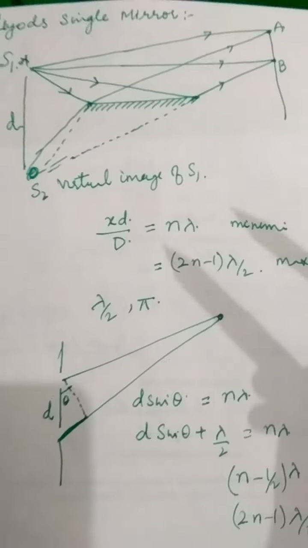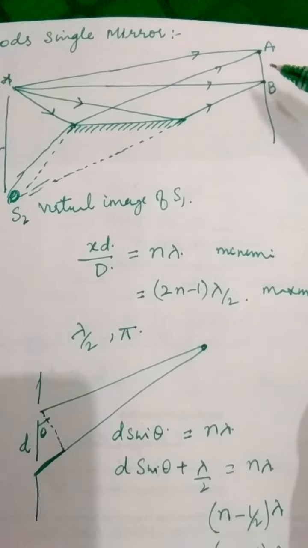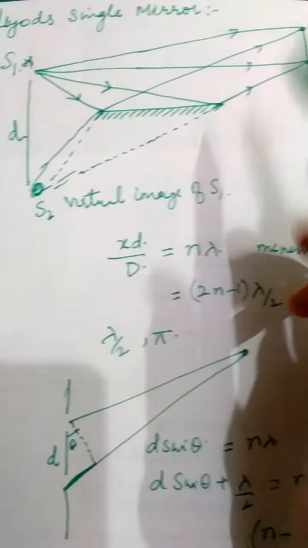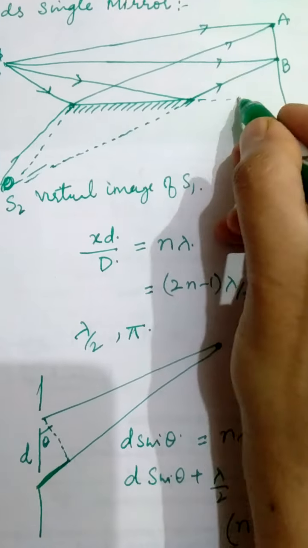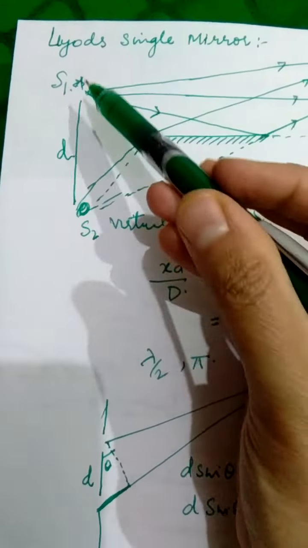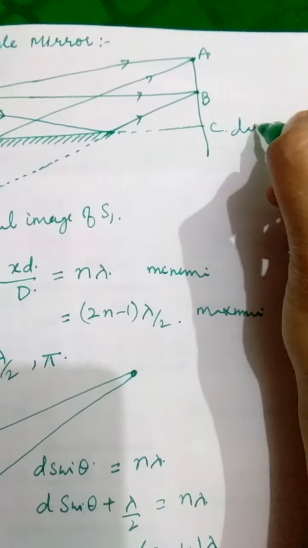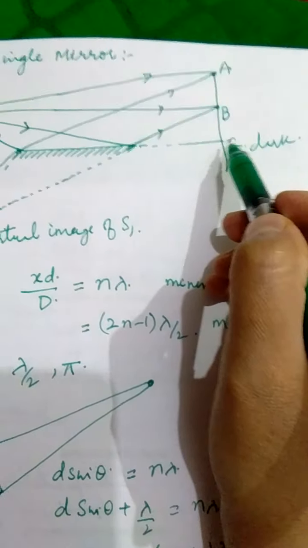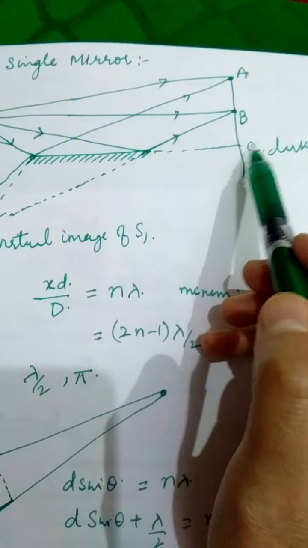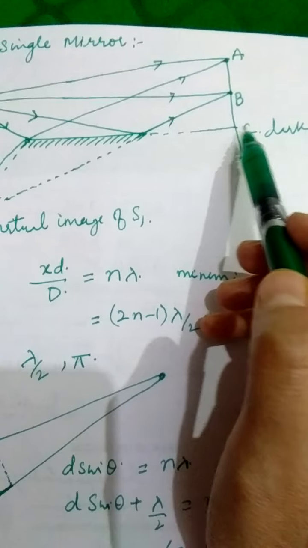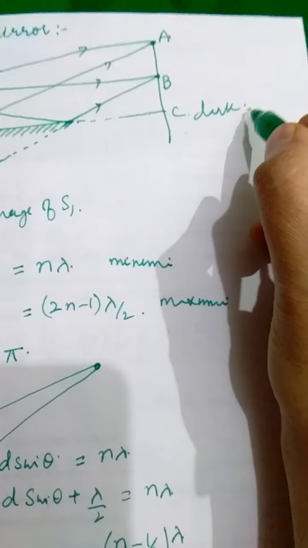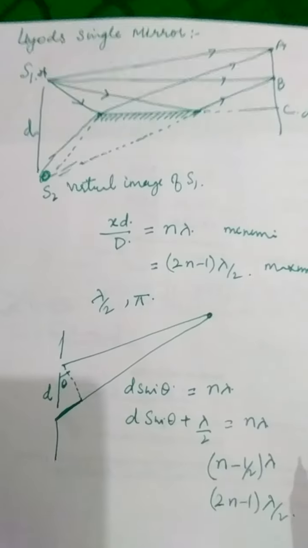So we are obtaining an interference pattern, bright and dark fringes, on the screen. And moreover, remember one thing, if C is the central position between the two sources S1 and S2, this central position is going to be dark because there is no reflection at this point. By virtue of the diagram, we can understand that there is no reflection at the point C, due to which this is a dark spot. So that's all about Lloyd's single mirror apparatus.